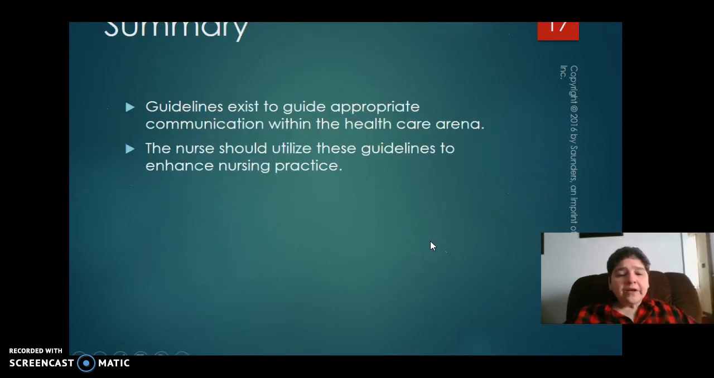So, summary of this chapter: guidelines exist to guide appropriate communication within the healthcare arena. Make sure you read through all of those guidelines that we have in the chapter that we've gone over, and you understand them, and if you have questions on them, please let me know. It's going to change from time to time. We're going to see updates. We're going to see changes to these guidelines.